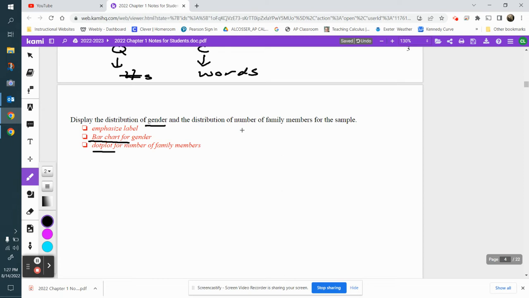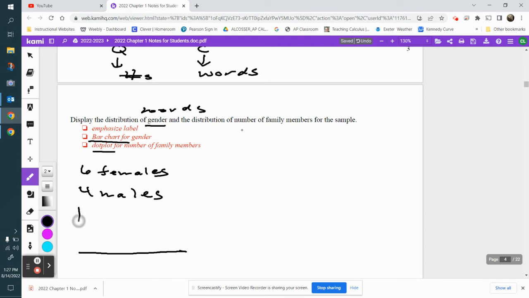So if I'm dealing with gender, which has words, right? Words. And we already talked about, if you go back up there, there are 6 females. And there are 4 males. And I'll have to look up at the family members here in a second. So if we do a bar chart, we just do a typical old bar chart. You just kind of make a line here. And then make sure you label it male, female. And you'd want to spell the words out.